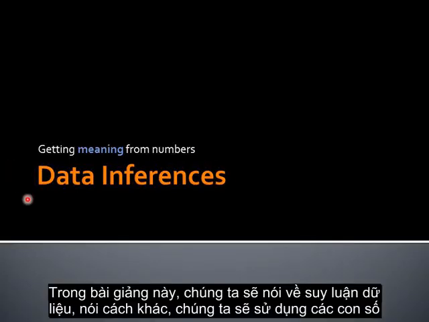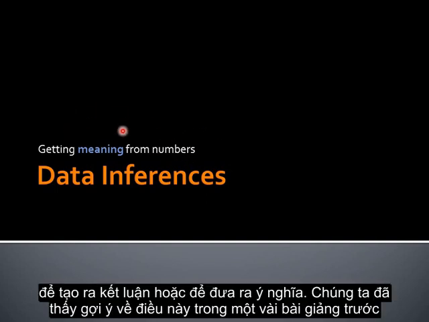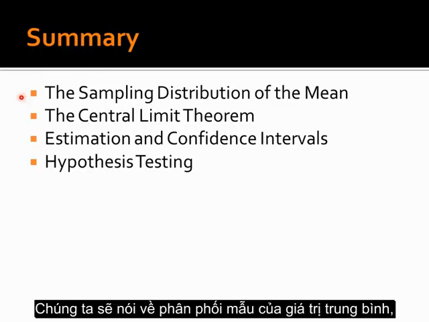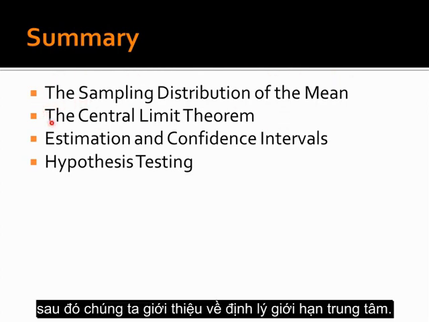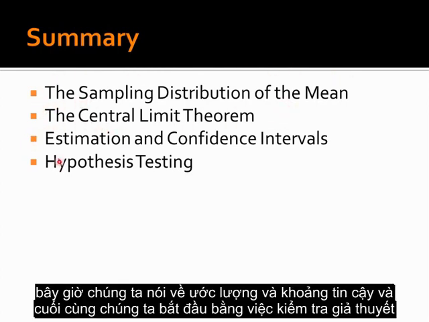In this lecture, we're going to be talking about data inferences, or in other words, we're going to be using the numbers to form a conclusion or to give meaning. We saw a hint of this in the last couple of lectures. We're first going to talk about the sampling distribution of the mean. Then we'll introduce the Central Limit Theorem. Then we talk about estimation and confidence intervals, and finally we top it off with hypothesis testing.